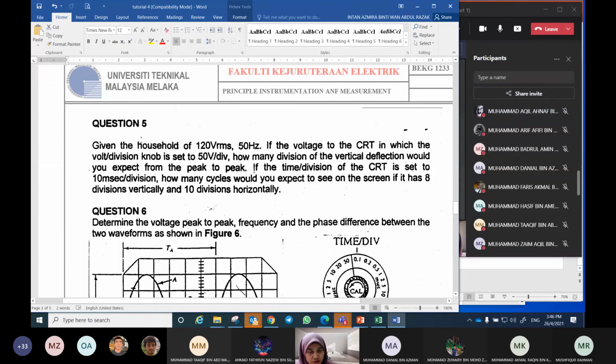The next sentence is for period. If the time per division of the CRT is set to 10 millisecond per division, how many cycles would you expect to see on the screen if it has 8 divisions vertically? So we have 8 divisions vertically and 10 divisions horizontally. The next sentence is for when time per division is 10 millisecond. So you may try this.